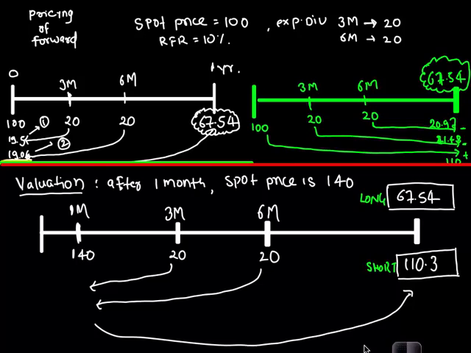So on the date of expiry, no matter what, you will buy at 67.54 and you will sell at 110.3. So the difference of these two is going to be your profit. So you are booking your profit here, and how much is that? 42.76. So your profit 11 months from now is going to be 42.76. But we want to know what is the value of that profit today, not 11 months from now. So we can always take the present value of that profit for 11 months.